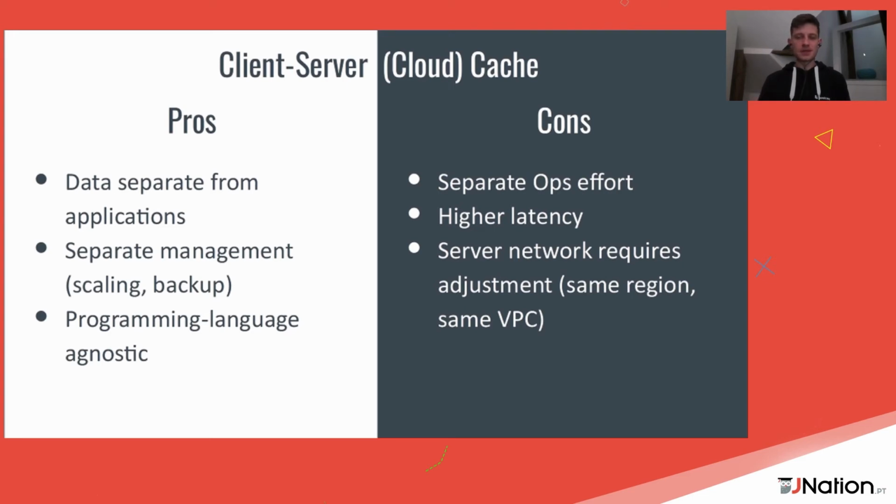That's all. From the downsides, you need separate ops effort, or you need to pay for the cloud. You have higher latency, and the server network requires adjustment, which I just explained. If you are running on-premises client-server, you have to think about it. Your cache needs to be in the same network as your client applications. If you're using a cloud solution, that is what I just explained. You would like to have the same cloud provider, the same region, and the same VPC, which is paired with your VPC.